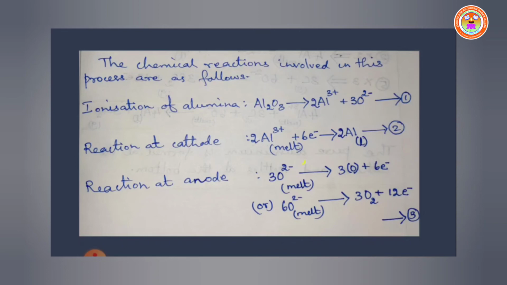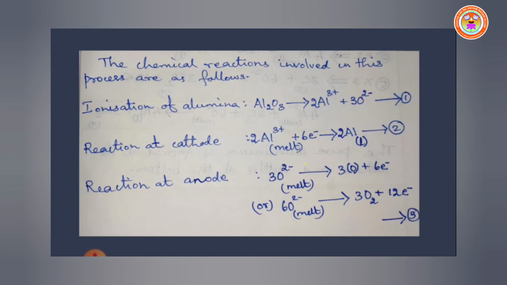So the reaction occurring at the cathode is 2 Al3+ + 6 electrons gives 2 Al. This is the balanced equation taking place at the cathode. Let it be equation number 2. Here the Al3+ ion will be in the molten form, and aluminium will be in the liquid state. So the cathodic reaction is 2 Al3+ + 6 electrons gives 2 Al.